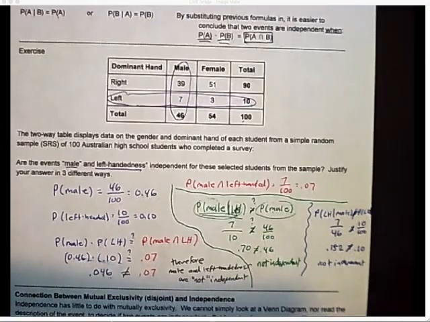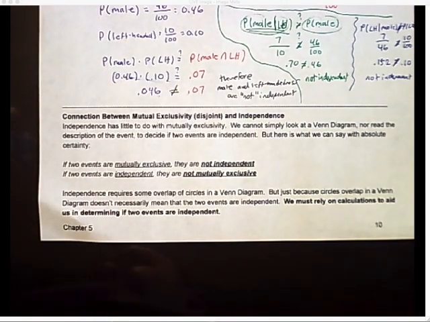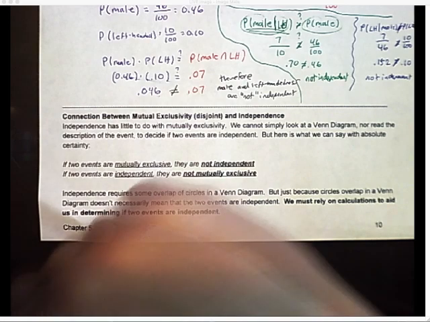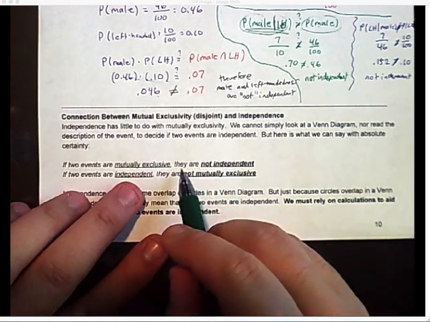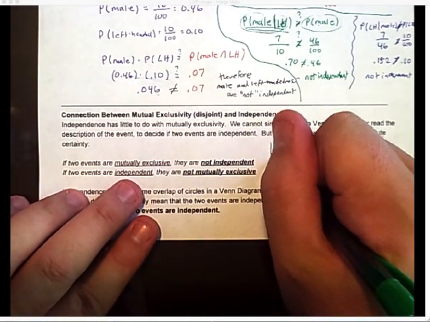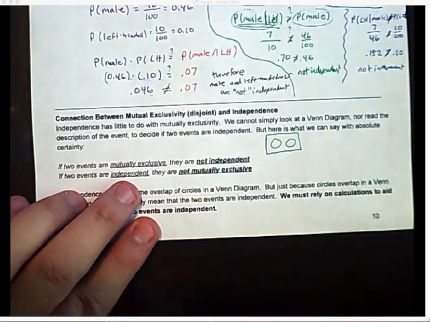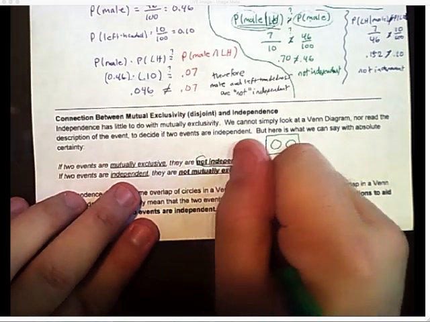All right. And on the last page here, little note about mutually exclusive and independence. All right. It says we cannot simply look at a Venn diagram nor read the description of the event to decide if 2 events are independent. But here's what we can say with absolute certainty. If 2 events are mutually exclusive, they are not independent. Okay? So what that means, that first statement, if I have a Venn diagram, if there's no intersection between them, I know right away that they're not independent.